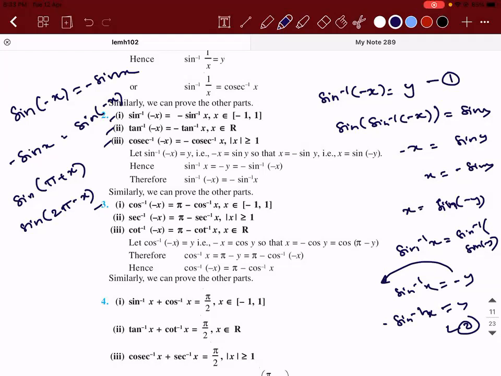Because if I look at the table, it is telling me my value of y is supposed to belong to minus pi by 2 to pi by 2. So if I take minus pi by 2, it belongs to the fourth quadrant. For 2 pi minus x, if x is an acute angle, what value will you get? For example, sine inverse of minus half. Had it been plus half, sine inverse of half gives pi by 6, so 2 pi minus pi by 6 is 11 pi by 6. That 11 pi by 6 does not belong to minus pi by 2 to pi by 2. That is the reason.